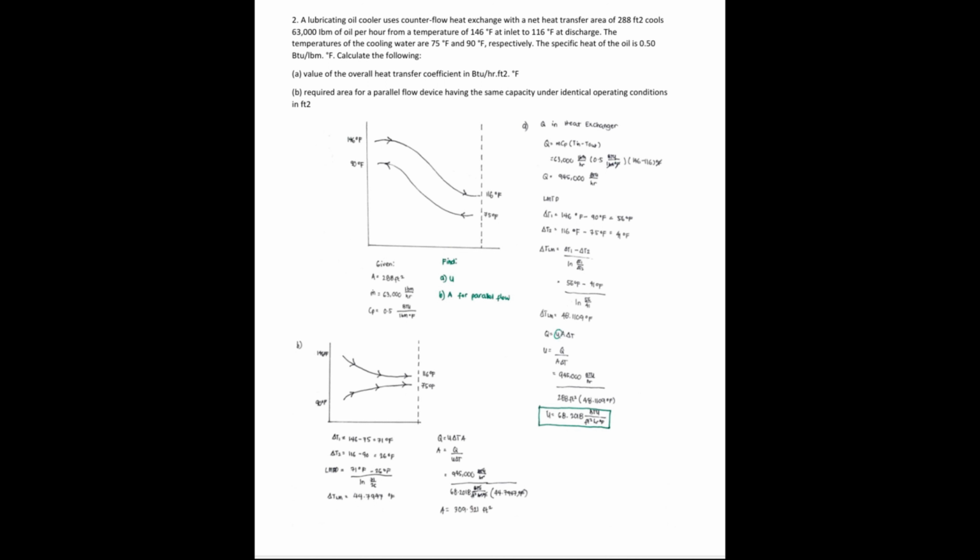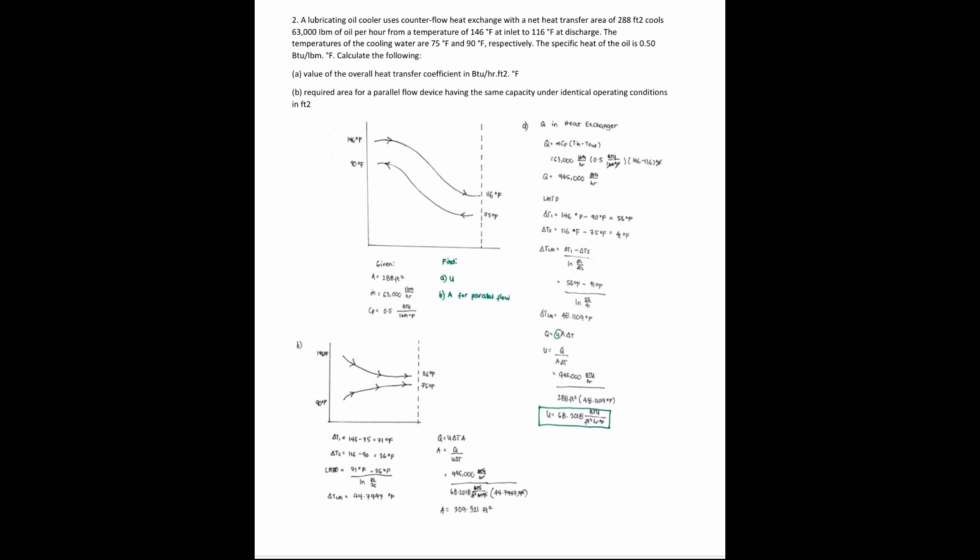A lubricating oil cooler uses counterflow heat exchange with a net heat transfer area of 288 feet squared. Cool 63,000 pound mass of oil per hour from a temperature of 146 degree Fahrenheit at inlet to 116 degree Fahrenheit at discharge. So the temperatures of the cooling water are 75 degree Fahrenheit and 90 degree Fahrenheit respectively. The specific heat of the oil is 0.5 BTU per pound mass degree Fahrenheit.